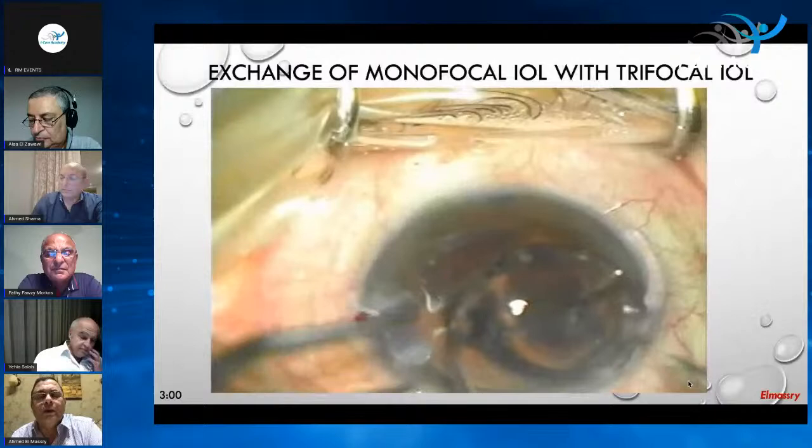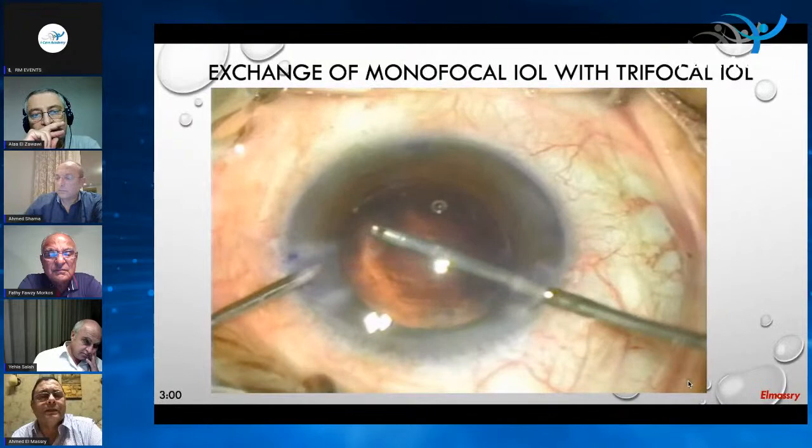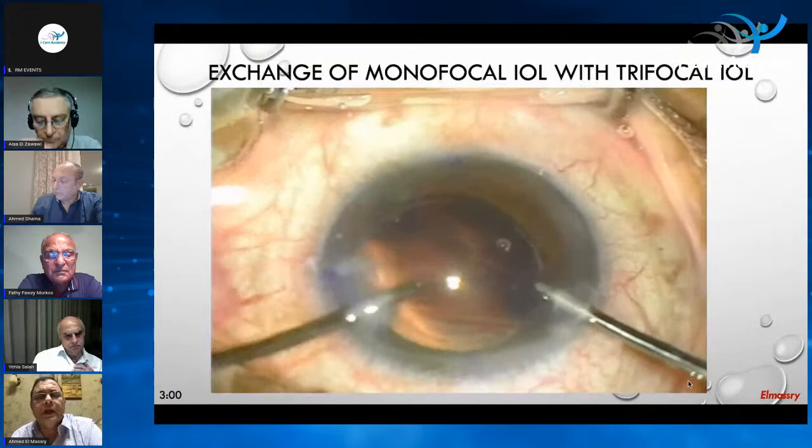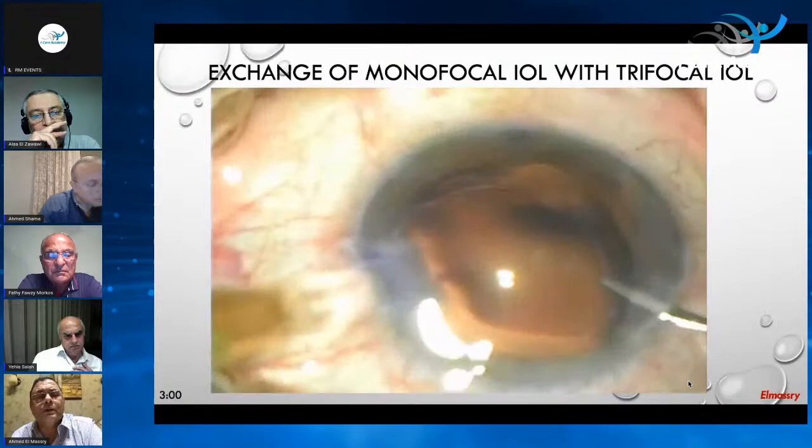Getting out the monofocal, putting viscoelastic, washing the remnants of the lens matter. It was after 6 months of the surgery. And after cleaning the bag, and this is another difficult point here, you cannot put the trifocal in the sulcus.